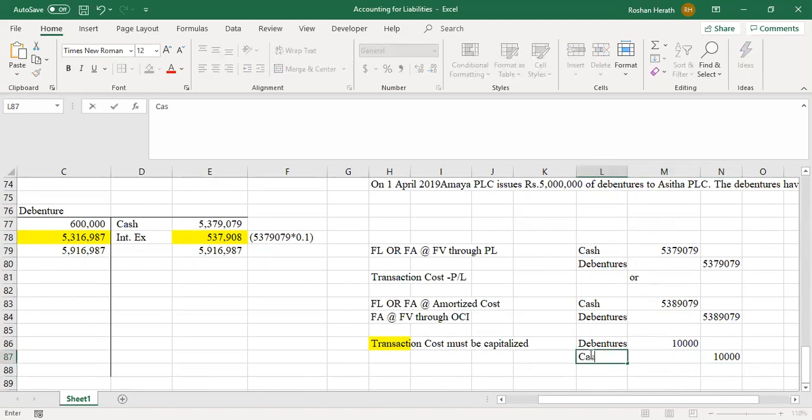ඒකට මේක cumulative effect එක තමයි උඩ තියෙන්නේ නේ. cash වලට 5,379,079 debit වෙලා credit වුණොත් net amount එක මේ තියෙන්නේ. ඒ ගාන තමයි debenture වලට credit කරන්නේ. කැමති විදියකට journal entry එක provide කරන්න පුළුවන්.